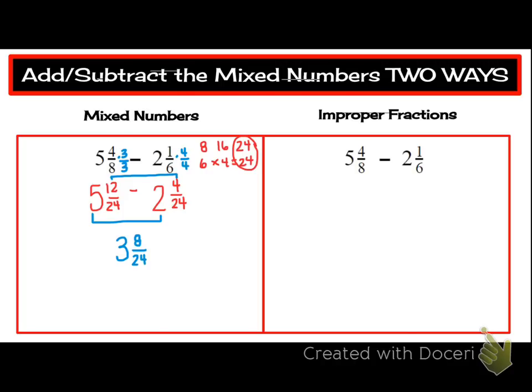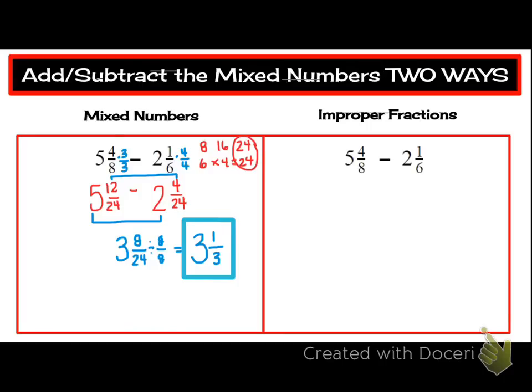Always have to check if your answer can be reduced. Is there anything that goes into both 8 and 24? Many of you would say 2 goes into both of them. That is correct. Many of you would say 4 goes into both of them. That is correct. The largest number that goes into both of them is 8. So I'm going to divide by 8 over 8. And you will notice that you don't divide the whole number. You only divide the fractional part of the mixed number. So 8 divided by 8 is 1. And 24 divided by 8 is 3. So the answer is 3 1/3.